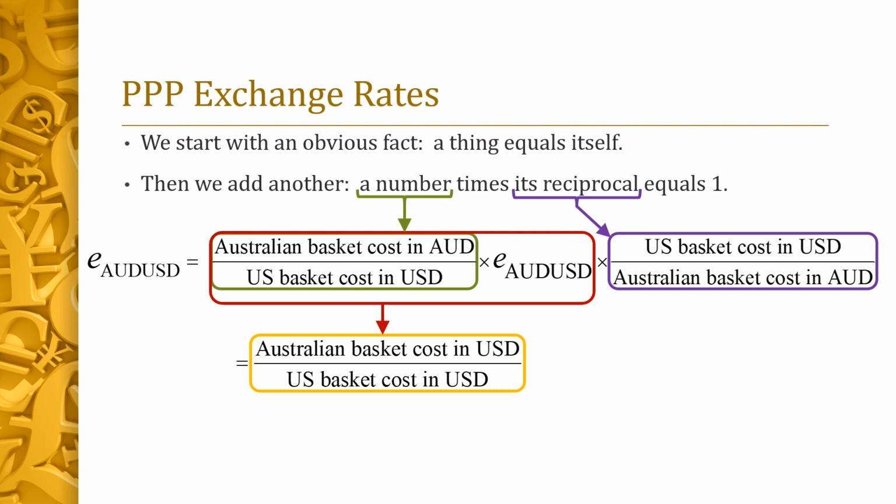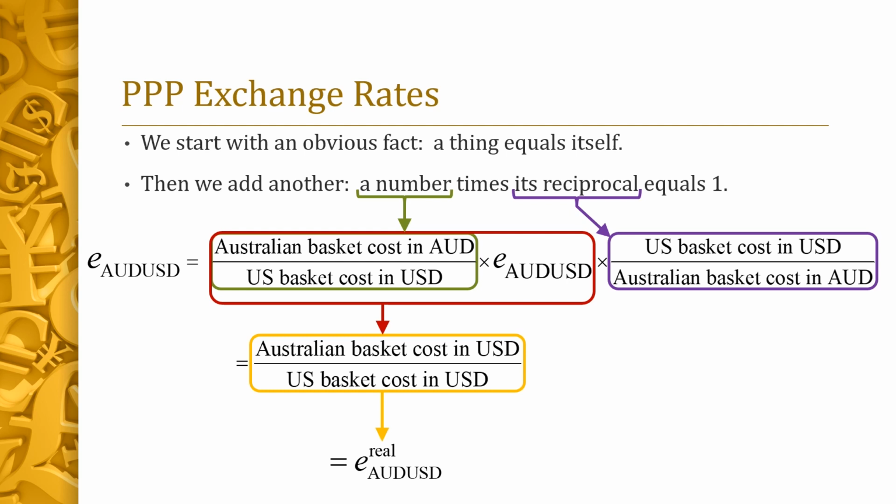Australian market basket in units of Australian dollars, by the nominal exchange rate, which appears next to it, which is simply the number of US dollars one can buy with a single Australian dollar. This product is thus the cost of the Australian market basket, but now denominated in US dollars rather than Australian dollars. This now appears as the numerator of the ratio in the gold oval below. Since the denominator is unchanged, the expressions in the red and gold oval must be equal.